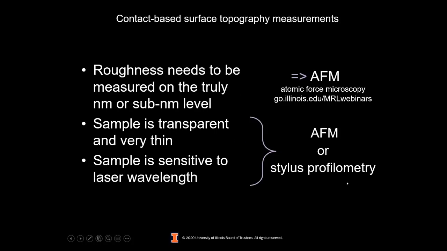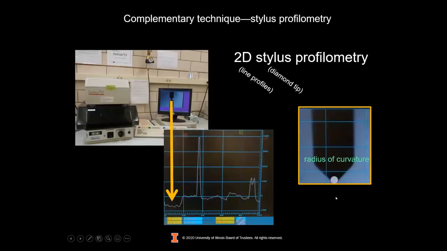Stylus profilometry is most commonly done as a 2D measurement, which is exactly as straightforward and easy as it sounds. 2D, line profiles, stylus, dragging a diamond stylus over a surface exactly like a record player, and then you get a line profile. Because it's a 2D measurement doing just one line at a time, it is really fast. Instead of taking a couple minutes, it'll take a couple seconds.